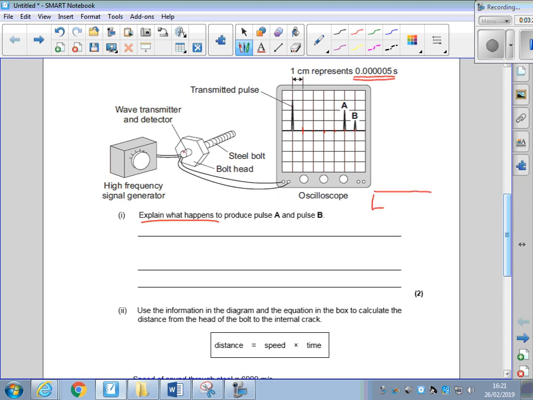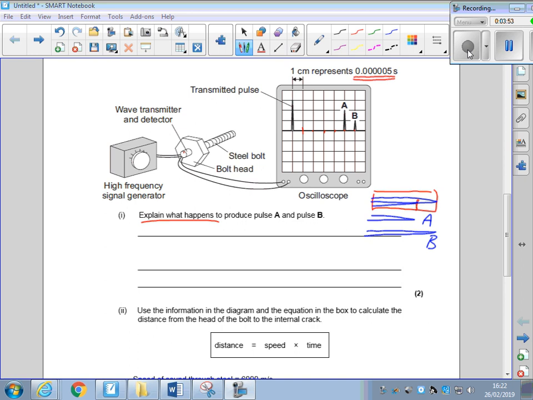What's going on is there's a bolt and there's a crack here, and our sound pulse is traveling away. One of the pulses is reflecting back, and the other pulse is hitting the back of the bolt and then reflecting back. So the first is A, and the second pulse is B. So we're getting 2 signals coming back. To get the marks, you've got to mention reflection. That will get you 1 of the marks. Then pulse A represents the sound being reflected off the crack, and pulse B is the sound being reflected off the back of the bolt.